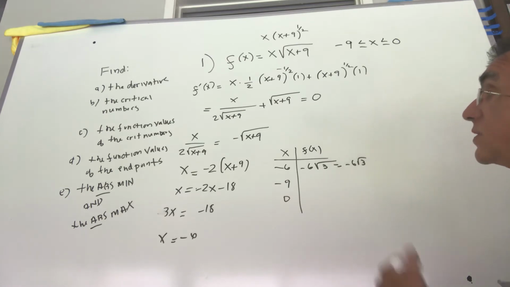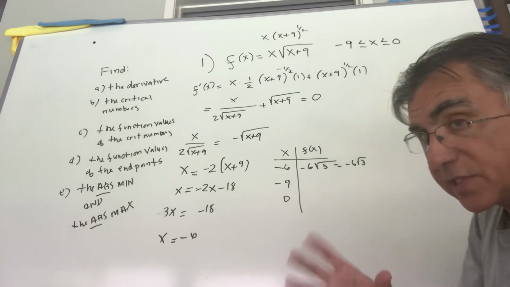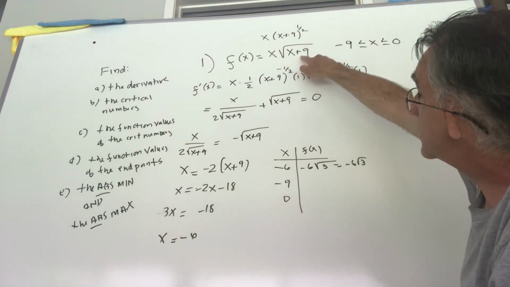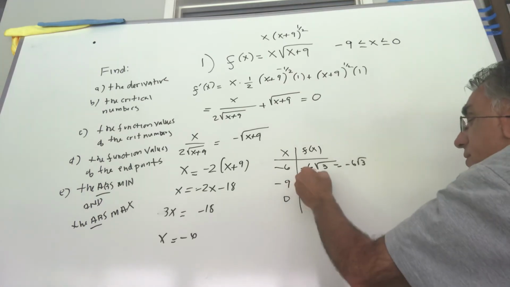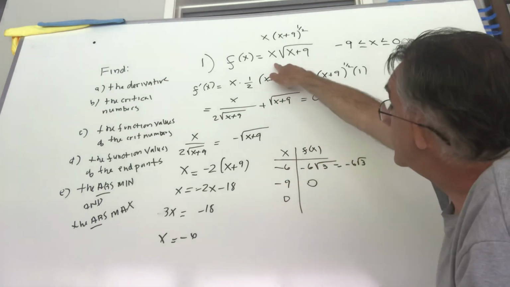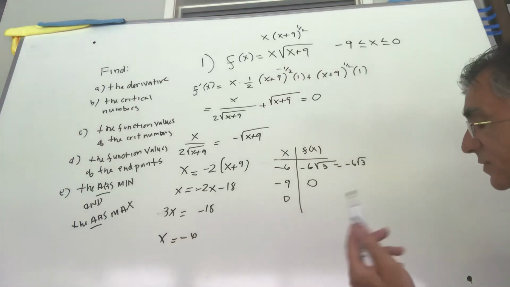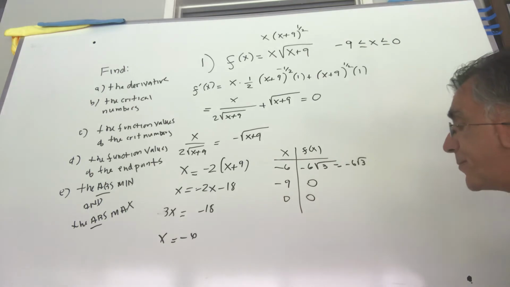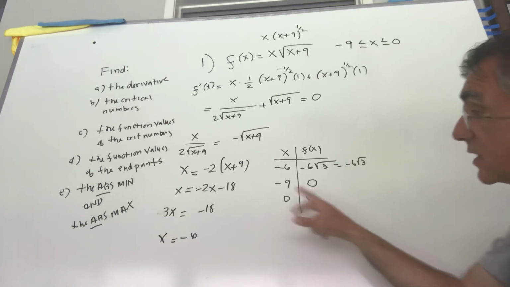Then I'll do the endpoints. Now the endpoints are super easy in this particular case, not always as easy. Put -9 in. -9 plus 9 is 0. Square root of 0 is 0. 0 times -9 is 0. 0 here. 0 times the square root of 9. Square root of 9 is 3, but that doesn't really matter because 0 times 3 is still 0. So that's checking that.